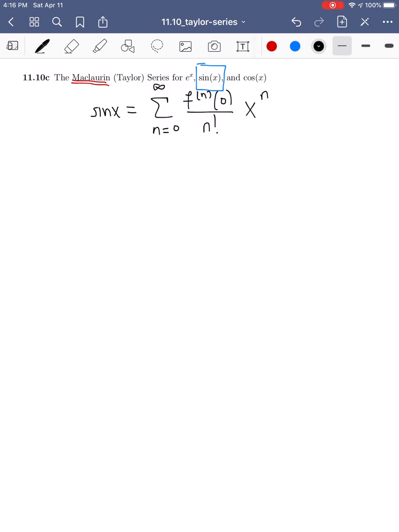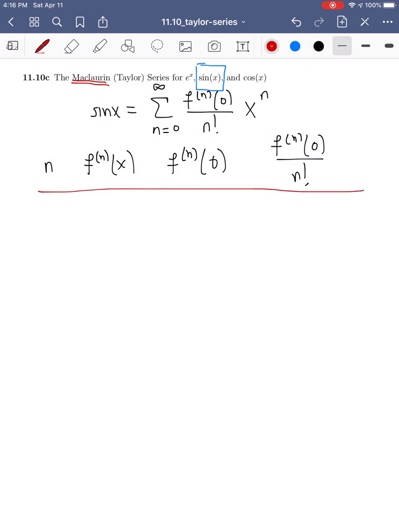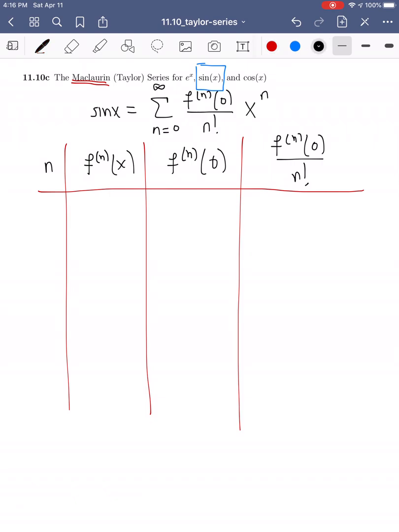So let's reconstruct that table. We'll have n, the nth derivative at x, the nth derivative at 0, and finally that whole coefficient itself, the nth derivative at 0, all over n factorial. Okay, so let's start figuring out what some of these coefficients are. If we start off at n equals 1, let's go out to n equals 5.